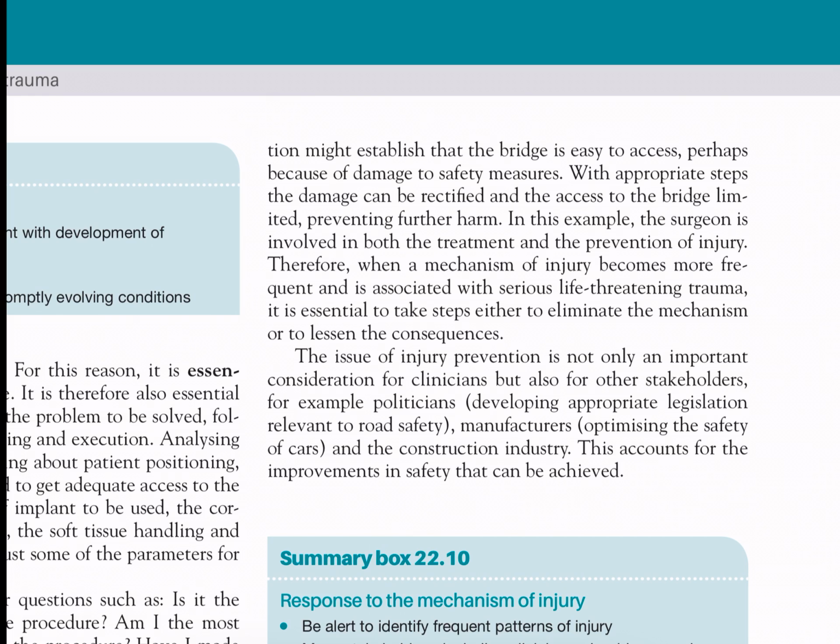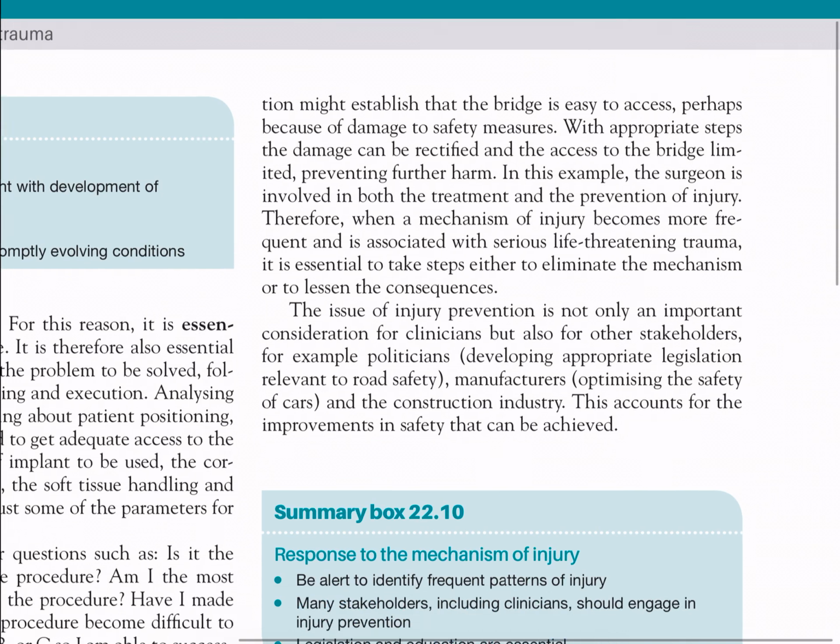In this example, the surgeon is involved in both the treatment and the prevention of injury. Therefore, when a mechanism of injury becomes more frequent and is associated with serious life-threatening trauma, it is essential to take steps either to eliminate the mechanism or to lessen the consequences. The issue of injury prevention is not only an important consideration for clinicians, but also for other stakeholders. For example, politicians developing appropriate legislation relevant to road safety, manufacturers optimizing the safety of cars, and the construction industry. This accounts for the improvements in safety that can be achieved.